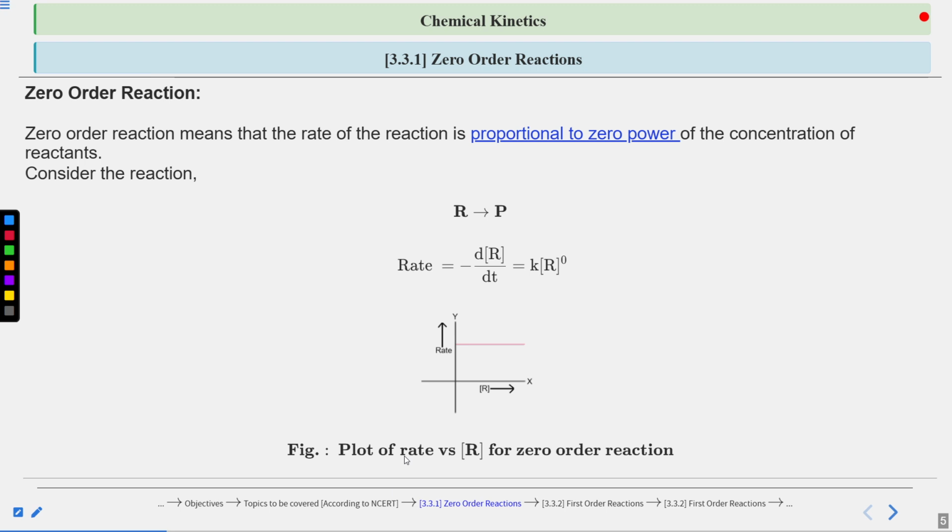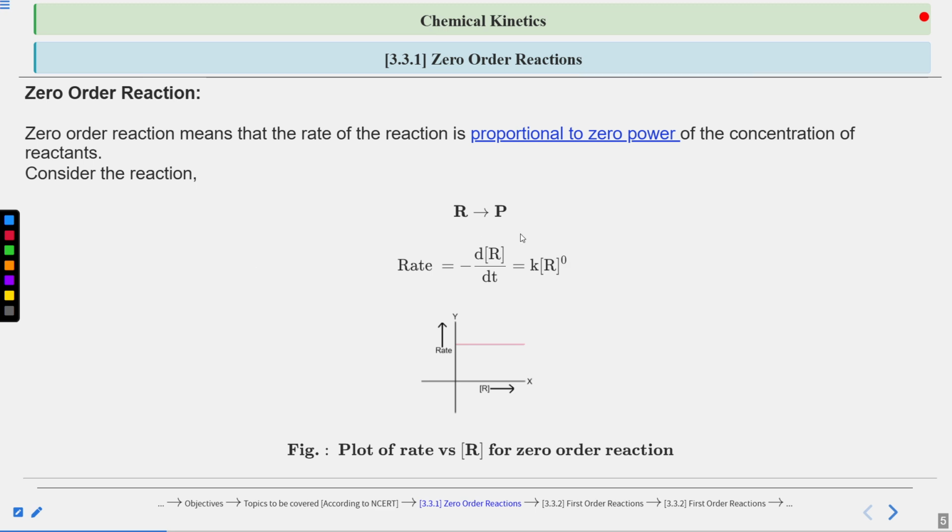So this is the plot of rate versus R for the zero order reaction. As I said, the rate for the zero order reaction is k times R to the power 0, and if something has the power 0, its value will be equal to 1. That's the basic thing.